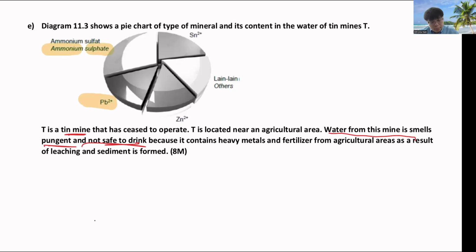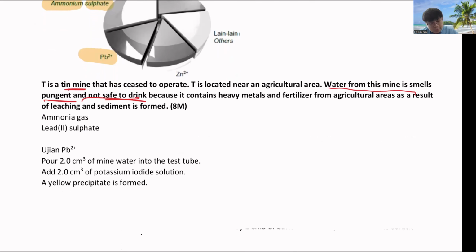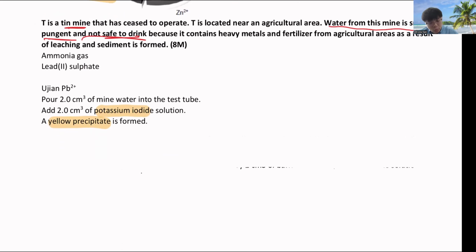So to test Pb, just like I said with you, you put the mine water inside, you put KI, you get a yellow precipitate. This is what we did just now. Okay. Then to test the SO4.